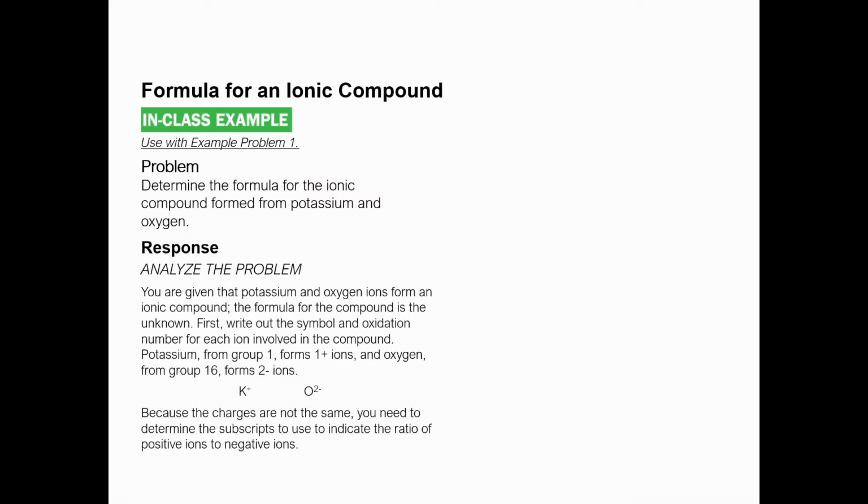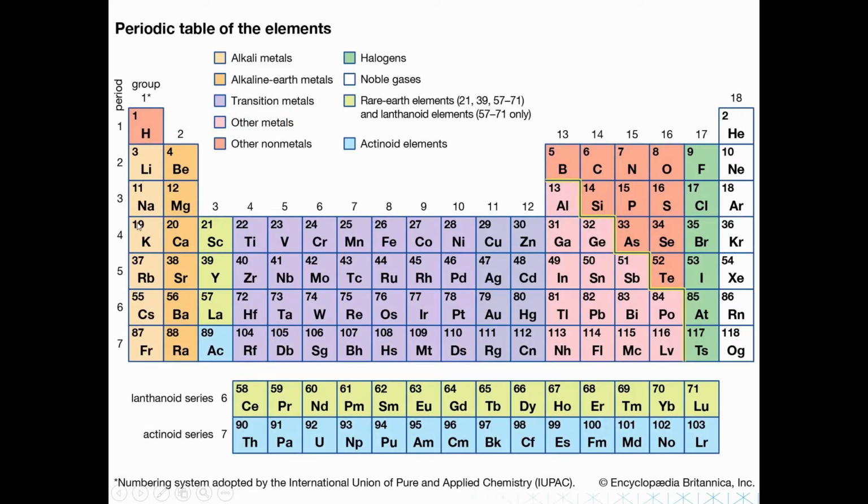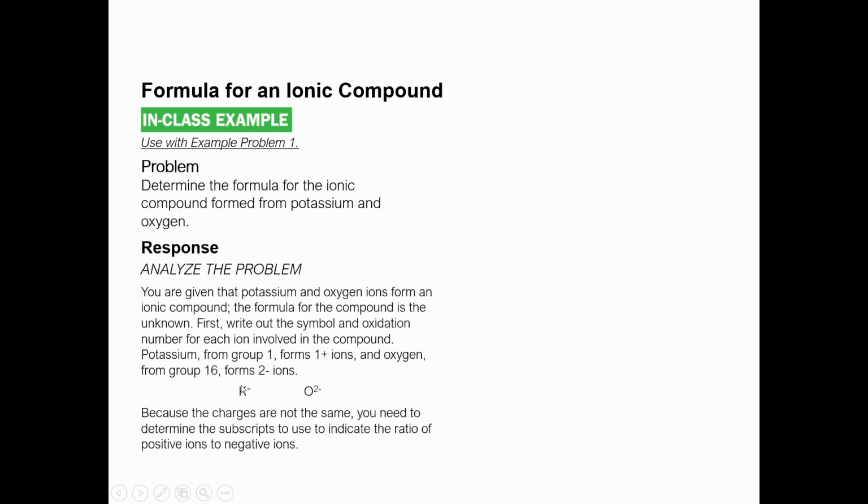Here we have an example for the formula of an ionic compound. Determine the formula for the ionic compound formed from potassium and oxygen. If we have a look at the periodic table, here is potassium. It's from group 1, so as we said, it has a charge of +1, and oxygen is from group 16. It has a charge of -2. Here is the cation, and here is the anion. So we write down the symbol of potassium with the positive charge. After that, we write down the symbol of oxygen with the charge -2.